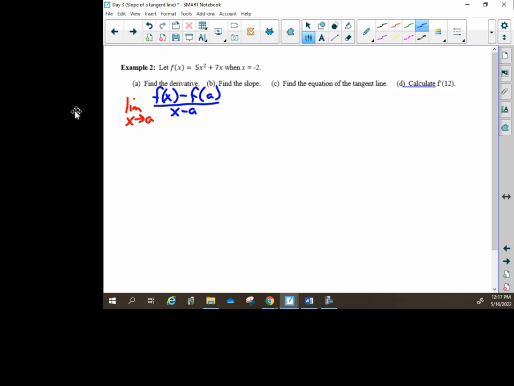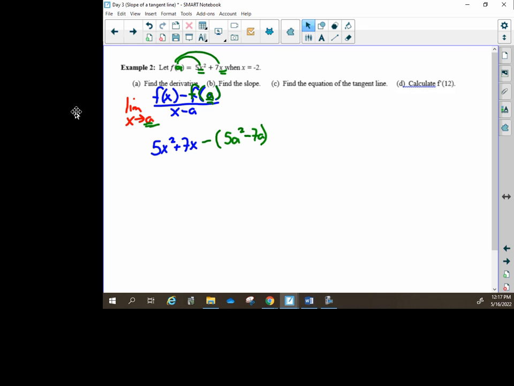Okay, so plug in, first of all, your f of x. So we have 5x squared plus 7x. Then you're going to plug in your f of a. So we have minus, and it is important here to put parentheses there. We're plugging a into this formula right here, and we get 5a squared minus 7a, and that's all going to be over x minus a.